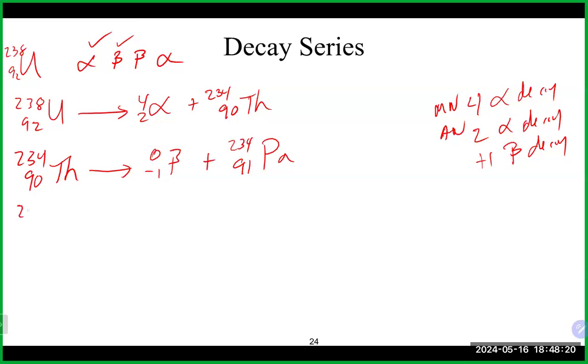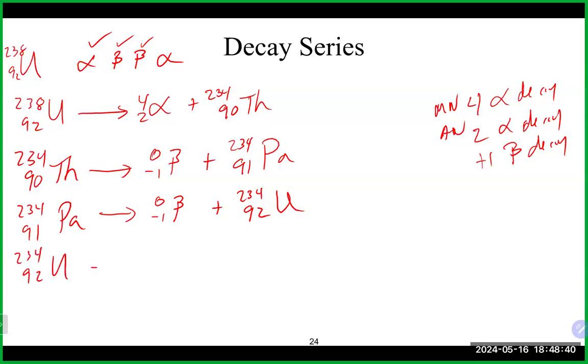Then that guy that we just produced will go through another beta decay, which takes us back to 92 and 234, and that takes us back to uranium. And lastly, our 234, 92 uranium will go through the last little step in our very short decay process, our alpha decay, which takes us to 90 and 230, which would again take us back to Th. So obviously, if it's a longer decay process, you can just keep doing that product to reactant, product to reactant.